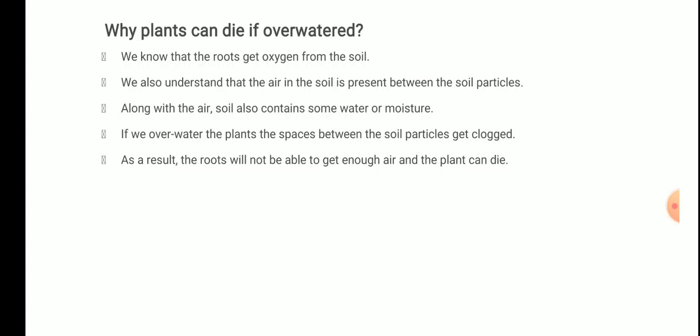As a result, the roots will not be able to get enough air, and the plants can die, definitely, because roots are one of the most important parts of the plant. They help in the uptake of minerals and water and different types of uptakes from the soil, and if they do not uptake these things, then the plant cannot live. So this is the main reason that plants can die if overwatered.